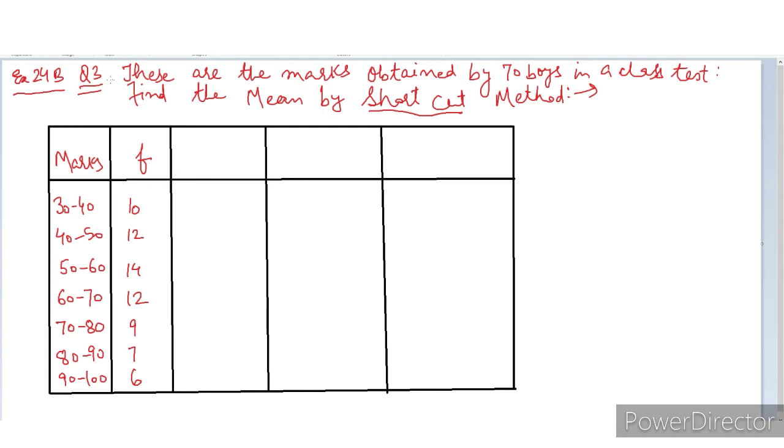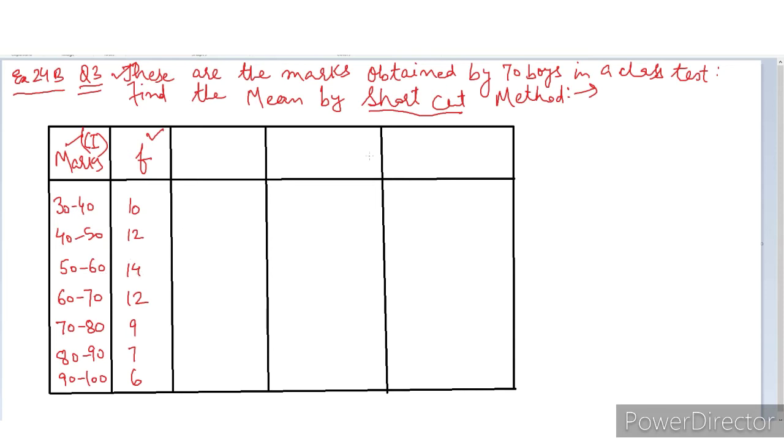The question says, these are the marks obtained by 70 boys in a class test. Marks have been given here. Just see, the first column is of marks. Marks start from 30 to 40, 40 to 50, 50 to 60, up to 90 to 100. These are the class intervals. As I told you, I am taking up here only the questions related to grouped data. So these are the groups we have been given. In front of this, he has given us the frequency. I told you that these two columns will definitely be given to us every time.